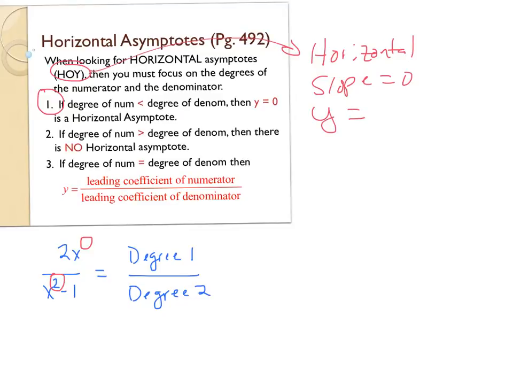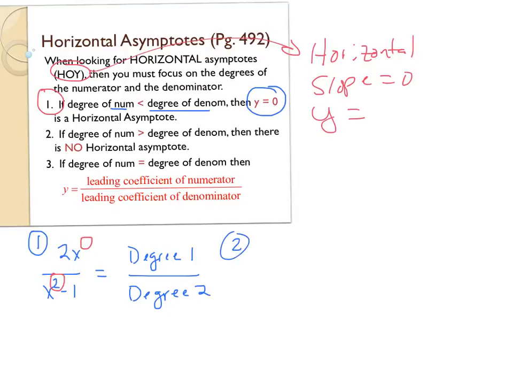So the first case is we compare the degree in the denominator and the numerator. It's getting kind of messy here with all the circles and stuff like that, so I'll erase that. So if the degree in the numerator is less than the degree in the denominator, then y is equal to 0. And that's what we saw in this example. So this is number 1.